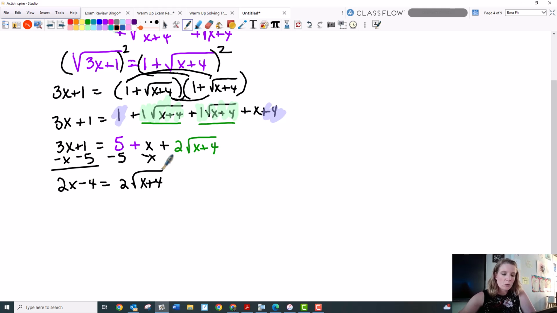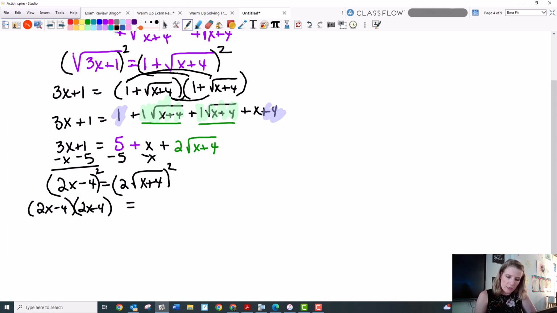Or I could go ahead and square it as it sits. I'm going to go ahead and just square it because sometimes it doesn't work out and you end up with fractions, so you're better off just going ahead and squaring both sides. So now I'm going to write my 2x minus 4 twice, and then this side I square the 2, that's 4, and square the square root.